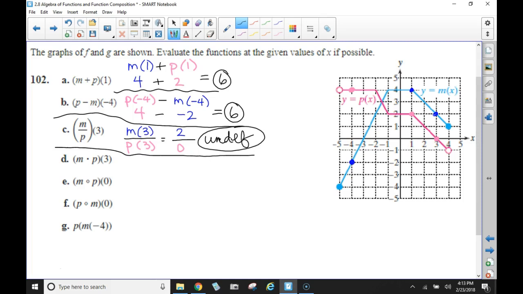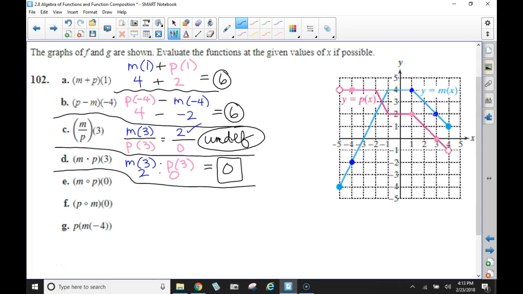D says M times P evaluated at 3. Remember, our first step is to write that as M evaluated at 3 times P evaluated at 3. On this one, M evaluated at 3 is still 2. Now, when we multiply that by 0, 2 times 0 is just going to give us 0. Okay, that's part D.